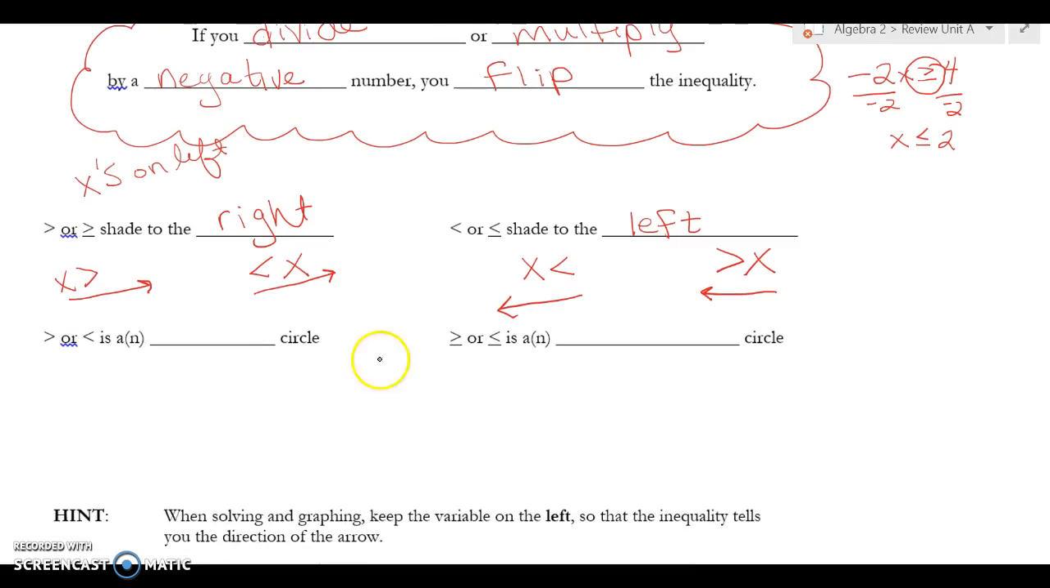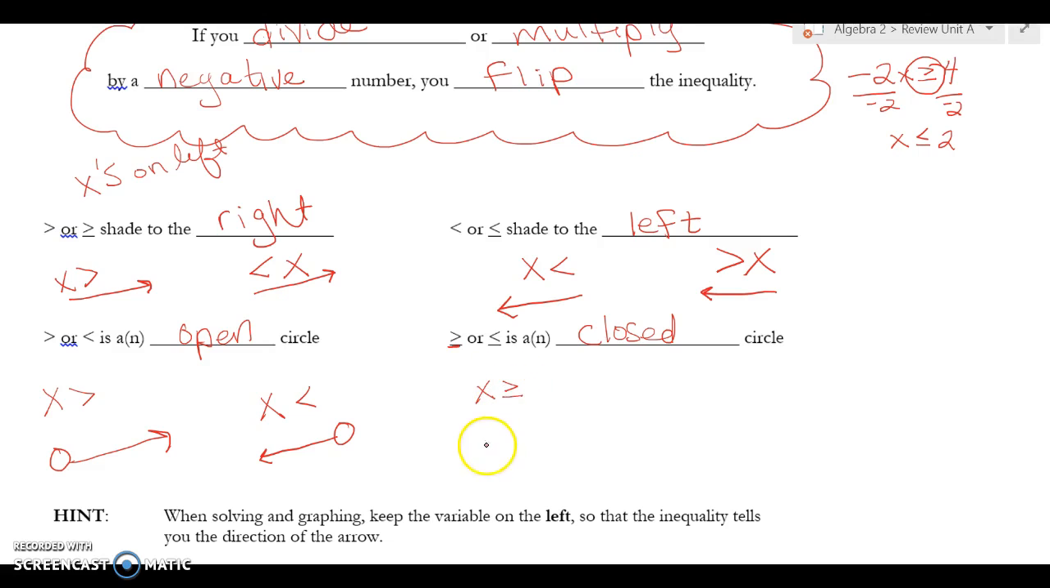All right, the next thing we have is whether it's an open or closed circle. This does not equal. And so this is an open circle. So x is greater than is going to be an open circle to the right. X is less than is going to be an open circle to the left. And then this, because it's underlined, that means it's including it, so it's closed. And so x is greater than or equal to, it's a closed circle to the right. X is less than or equal to, it's a closed circle to the left.